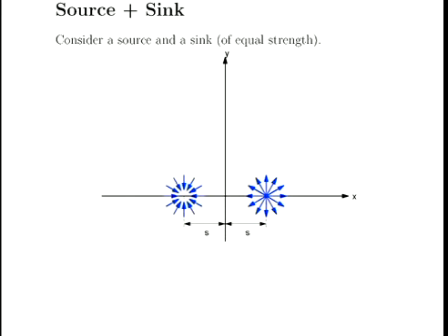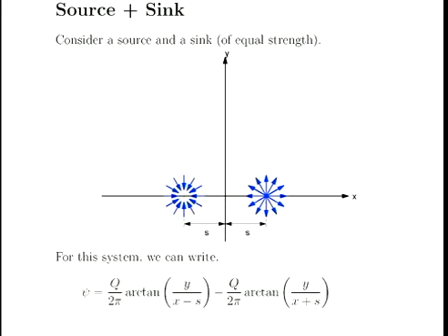So, for now, just consider a source and a sink of equal strength positioned as shown in this figure. The source and sink are both located on the x-axis, and the source is a distance s in the positive x direction, and the sink is a distance s in the negative x direction. So they're just positioned as shown here. No uniform flow for now, just the source and the sink. I can easily write out an equation for the stream function for this system.